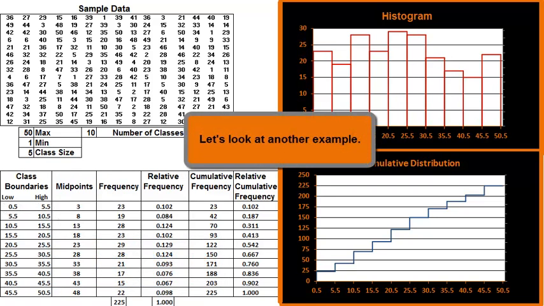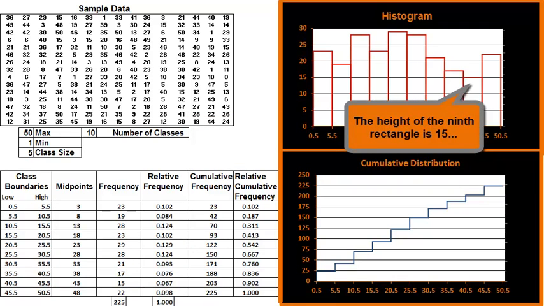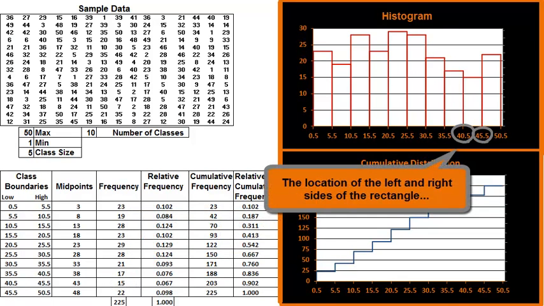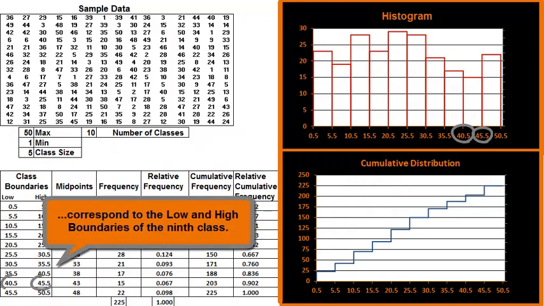Let's look at another example. The height of the ninth rectangle is 15, which corresponds to the frequency of the ninth class. The location of the left and the right sides of the rectangle correspond to the low and the high boundaries of the ninth class.